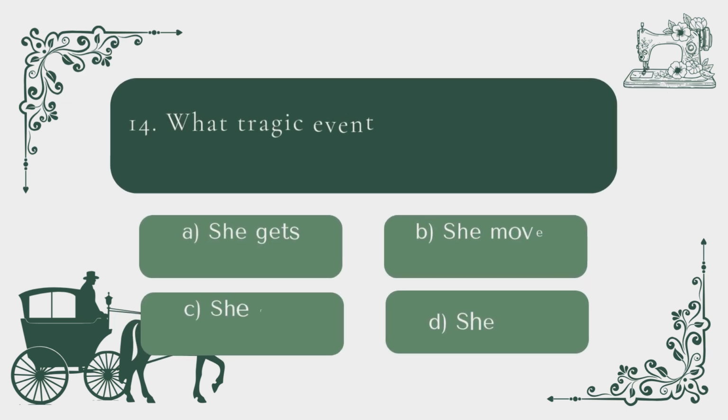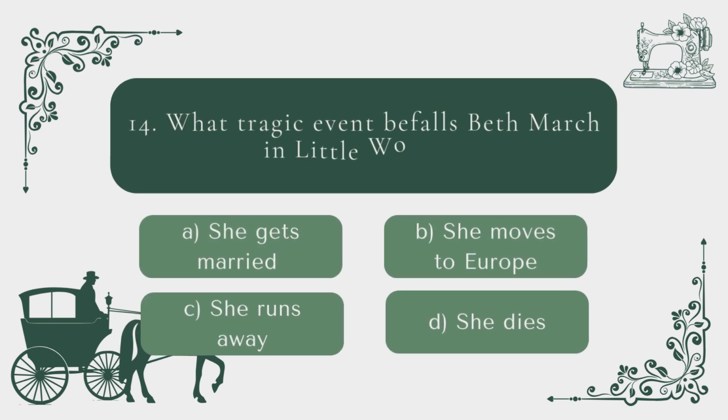What tragic event befalls Beth March in Little Women? A. She gets married. B. She moves to Europe. C. She runs away. D. She dies.